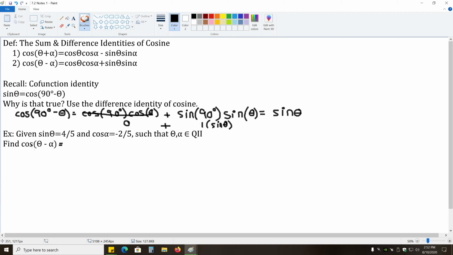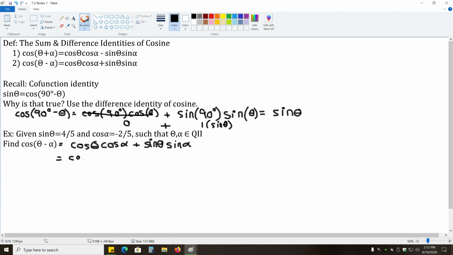Well, cosine of theta minus alpha, we should write out its formula first, which is cosine of theta times cosine of alpha plus sine of theta times sine of alpha. And now that we have this, notice that we already have sine of theta, which would go here, and we have cosine of alpha, which will go here. So let's plug these in.